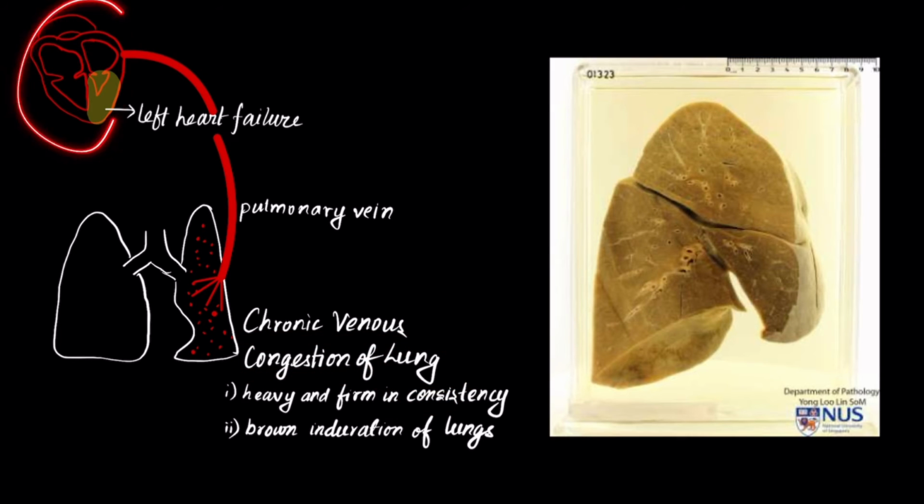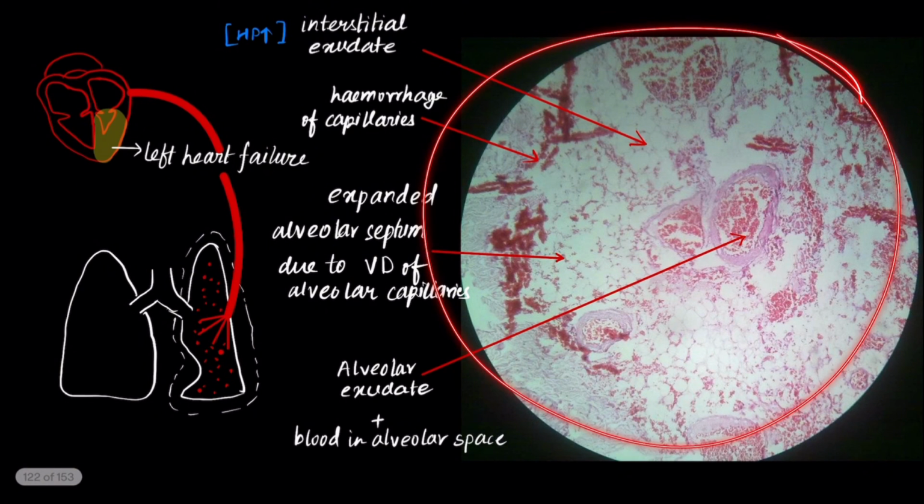Due to a problem in the heart, a problem in the lung takes place. Due to heart failure on the left side, chronic venous congestion of lung takes place. During chronic venous congestion of lung, the lung becomes heavy and firm due to accumulation of blood, obviously, and it is brown indurated. The reason I'll explain under the microscopy. So let's look at the microscopy. So we have a microscopy right here.